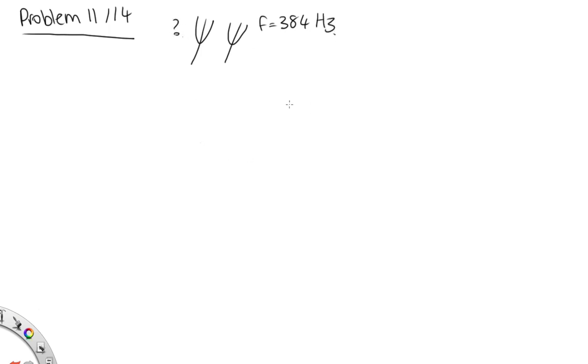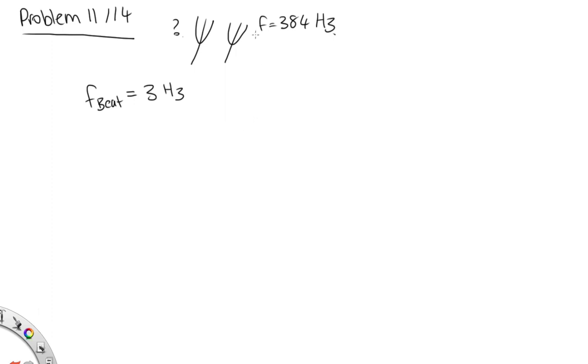Problem 11 for 1121 or 14 for 1131. In this problem, we've got 2 tuning forks. One has a frequency of 384 Hertz, and one has some unknown frequency. And we're told that the beat frequency is equal to 3 Hertz.